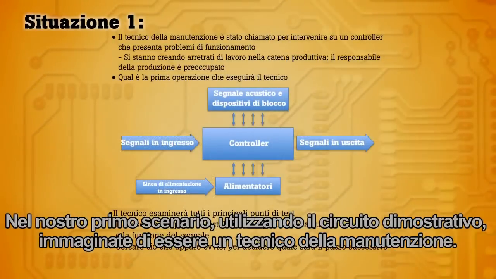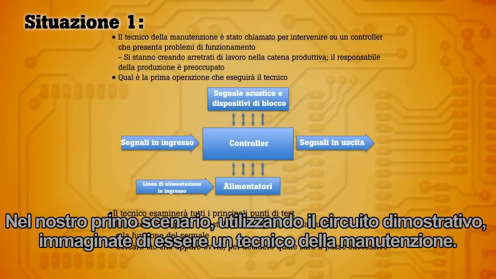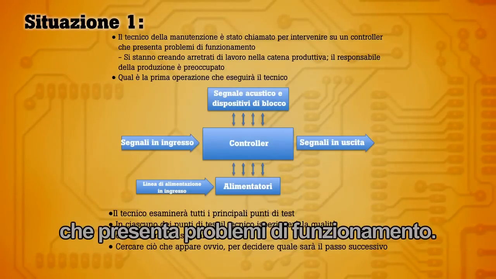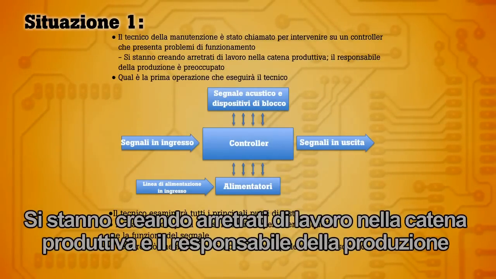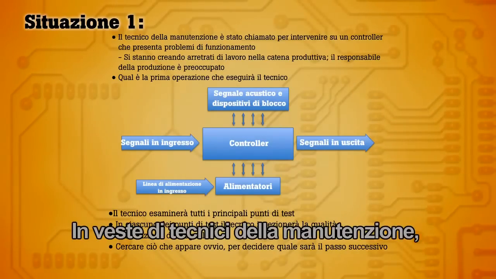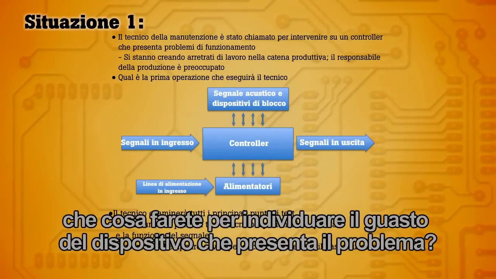In our first scenario, using the demo board, think of yourself as a maintenance technician. You've been called out to a malfunctioning machine or controller. Production is backing up, and the operations manager is anxious about getting things moving. So as the maintenance technician, what are you going to do to troubleshoot the faulty device?